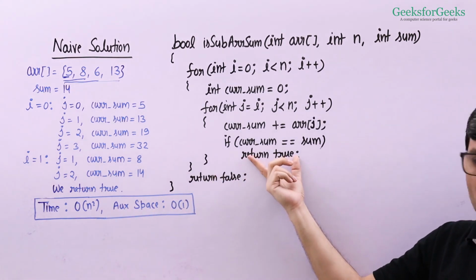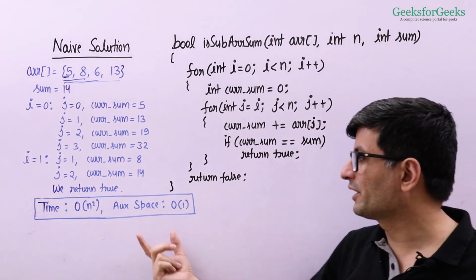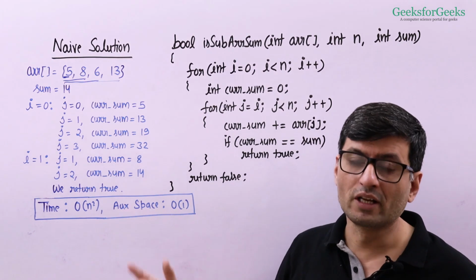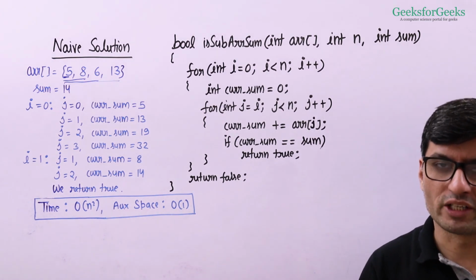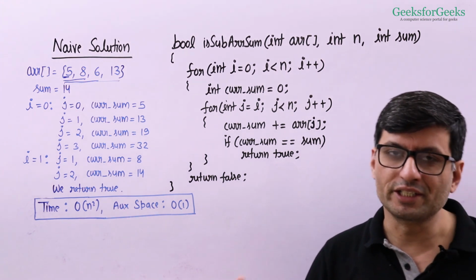At this point we'll return true, and the time complexity of the solution is clearly big O of n square. Why big O? Because we may return in the middle while this loop is running, and auxiliary space is clearly big O of 1. Now please pause this video and try to write down a solution that works in linear time.